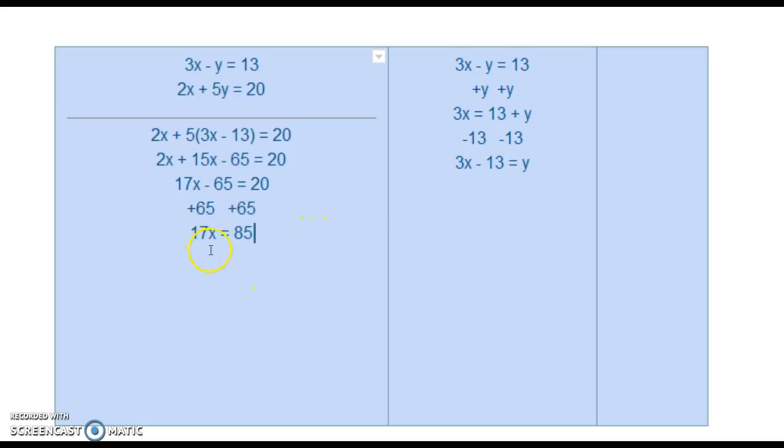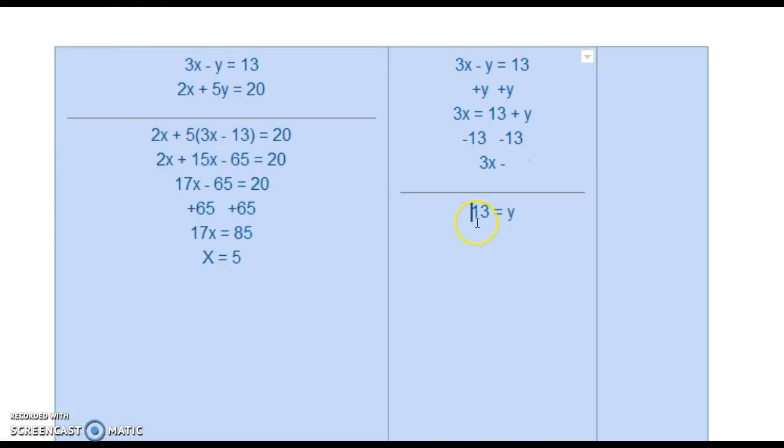At this point, all we have to do is isolate our x by getting rid of that 17. Since the 17 is being multiplied, we'll divide both sides by 17. So what that will get us is x equals 5. So now we know the solution for x. X equals 5.